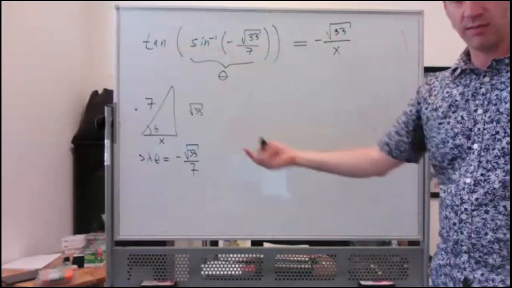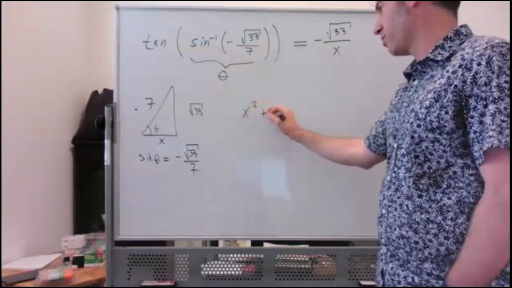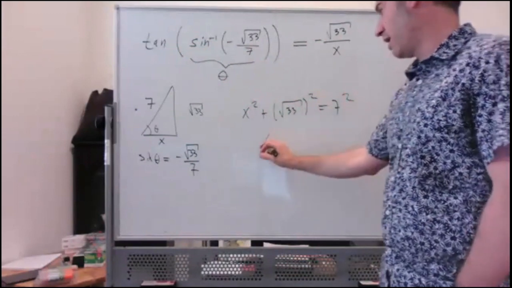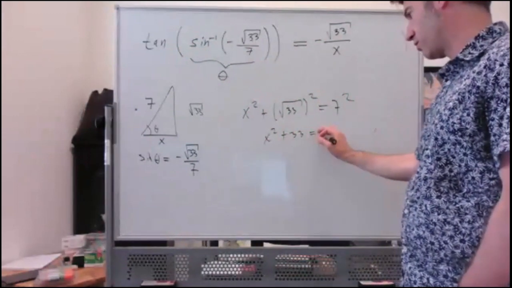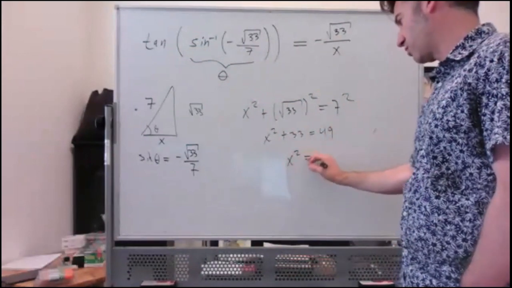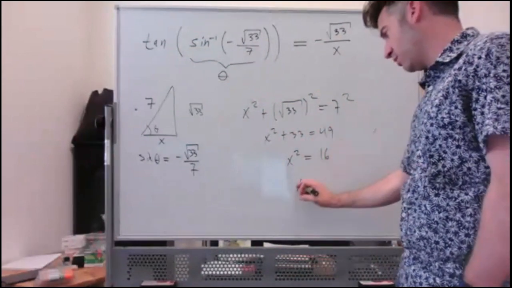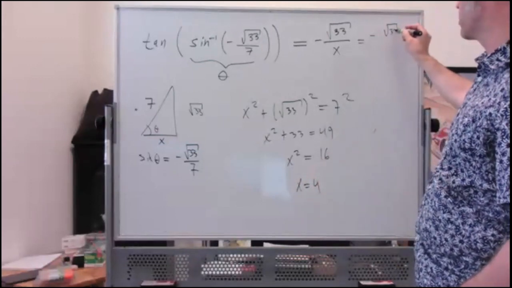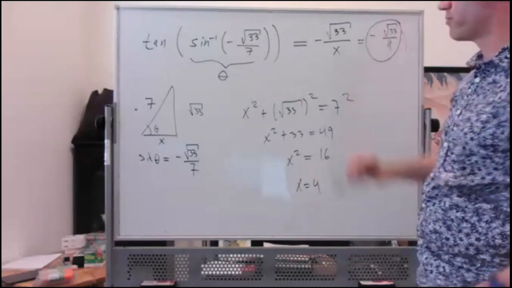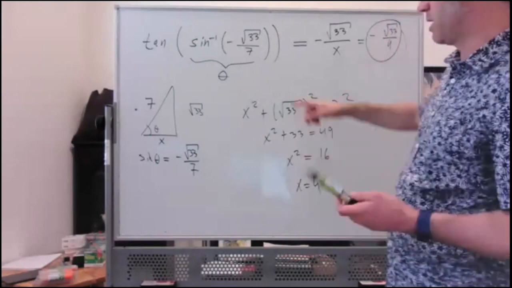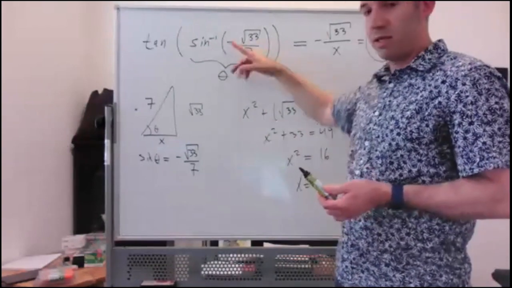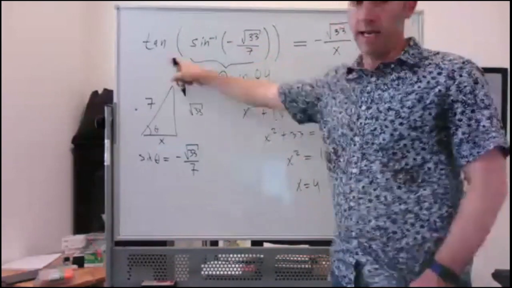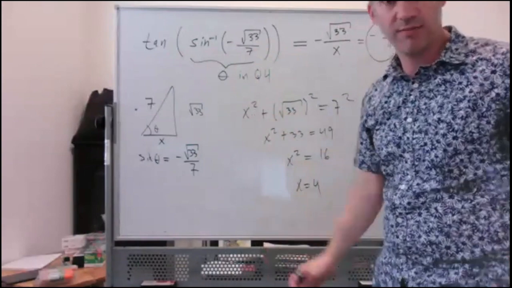So now we just have to find the third side. X squared plus the square root of 33 squared equals 7 squared. X squared plus 33 equals 49. X squared equals 49 minus 33, which is 16. So x equals 4. So our answer is going to be negative root 33 over 4. And again, we know it's negative because inverse sine of a negative number gives you an angle in quadrant 4, and tangent of an angle in quadrant 4 has to be negative.